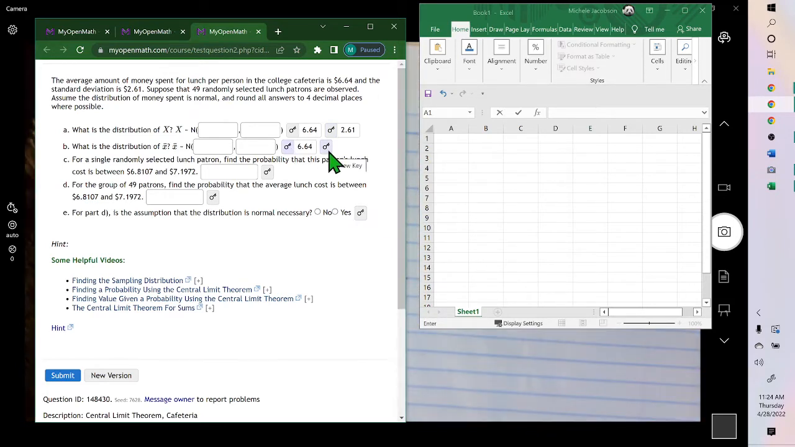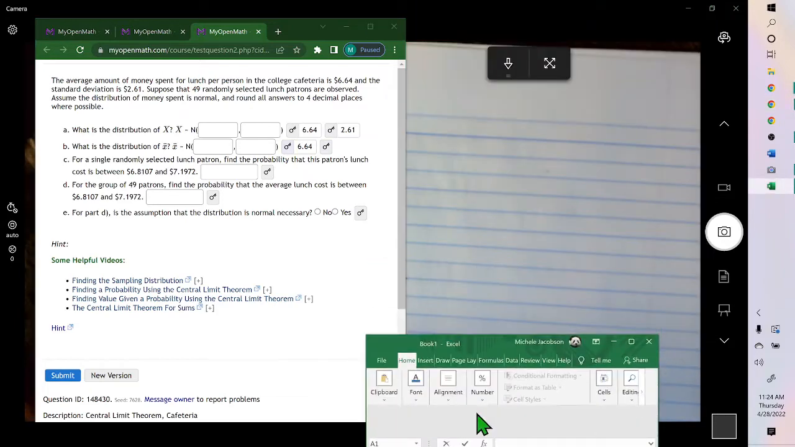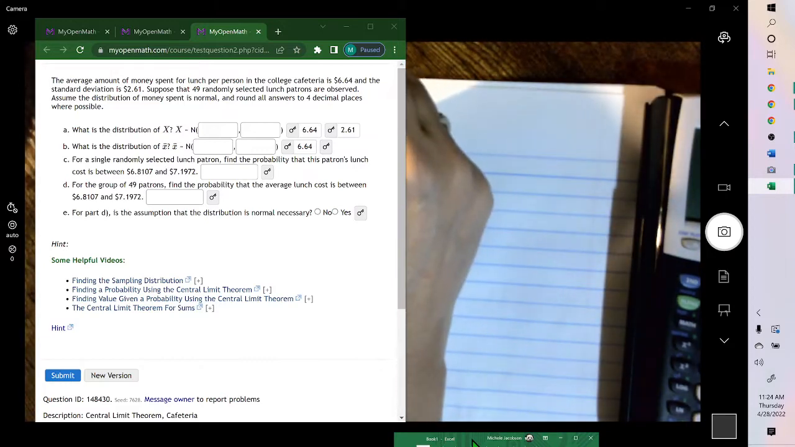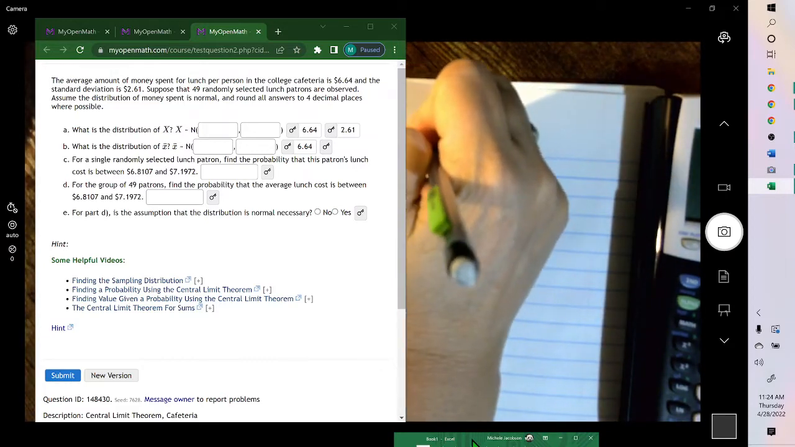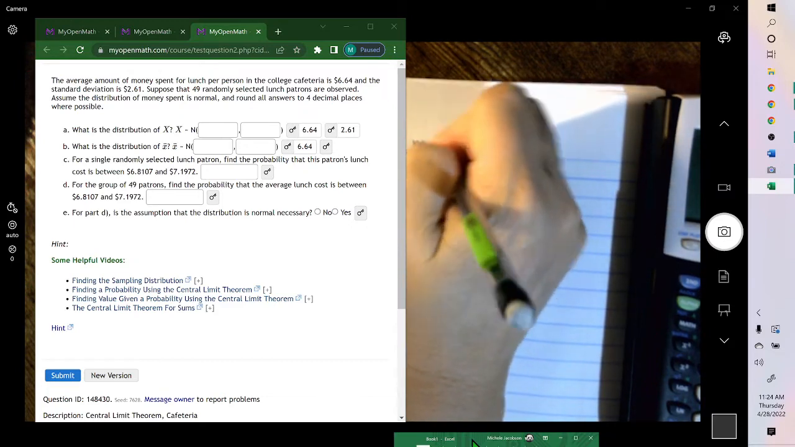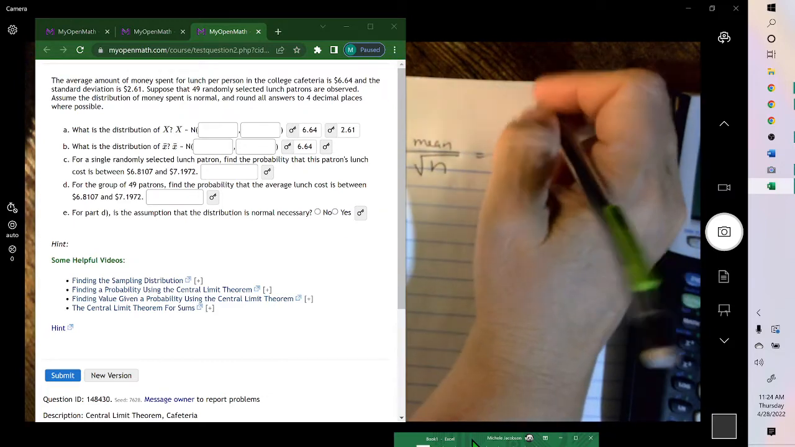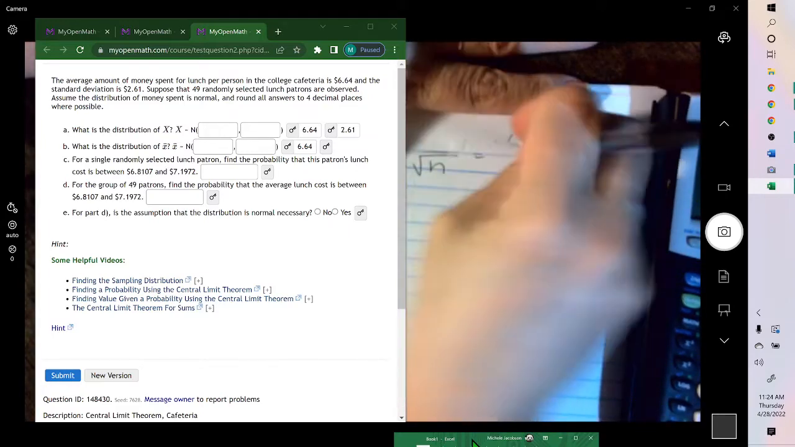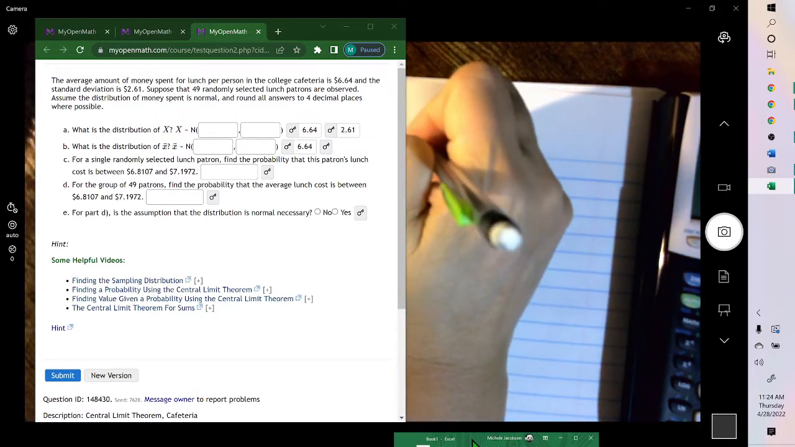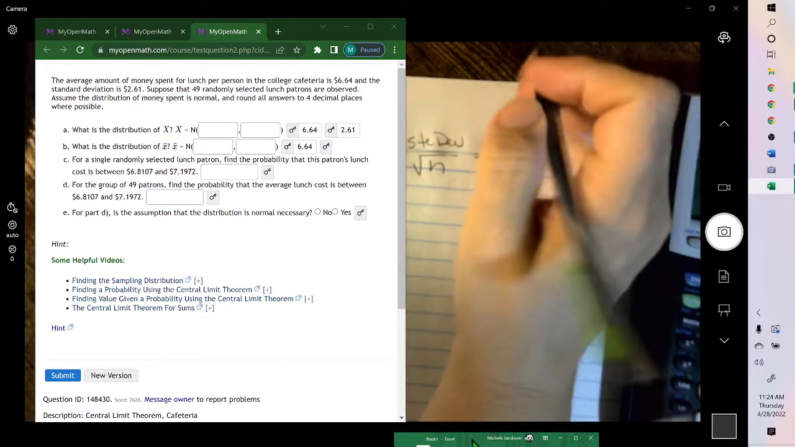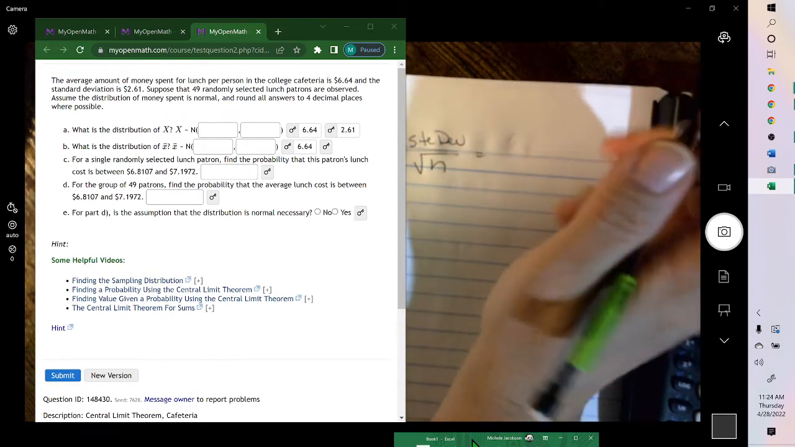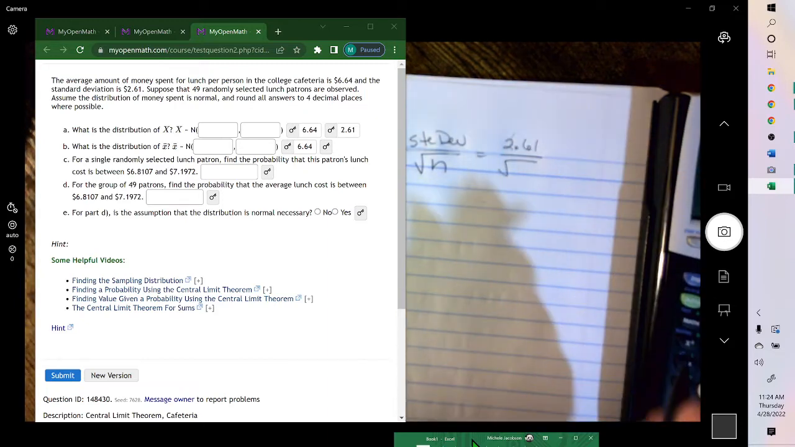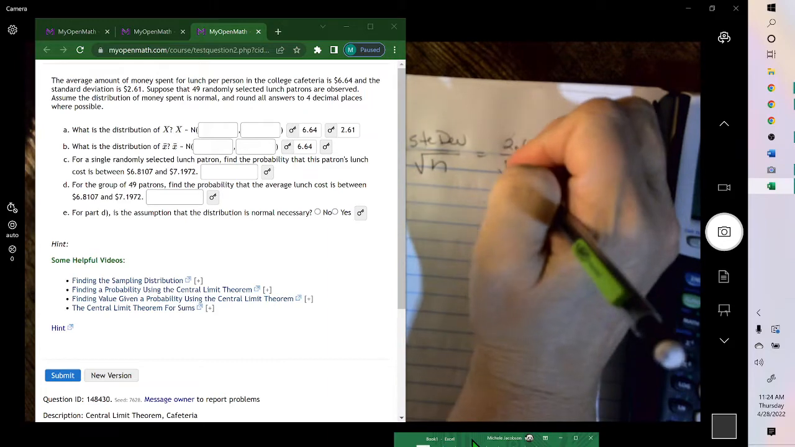The standard deviation, let me move this for a minute. When you have a sample, it's the standard deviation divided by the square root of n. So our standard deviation was 2.61 divided by the square root of our sample size, which was 49.